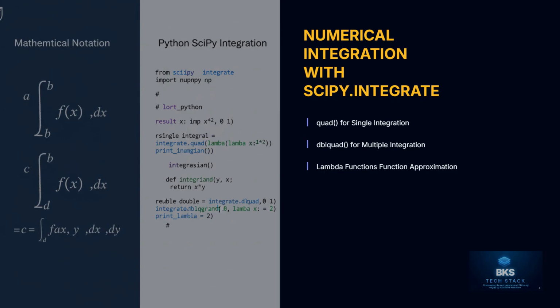But what if you have multiple variables? That's where dblquad, tplquad, and nquad come in for double, triple, and n-fold integration. Look at the example using a lambda function. We can define inline functions for our bounds, allowing for complex integration regions where the limits of the inner integral depend on the outer variable. This is incredibly powerful for physics simulations or probability calculations where you need to integrate over non-rectangular domains.